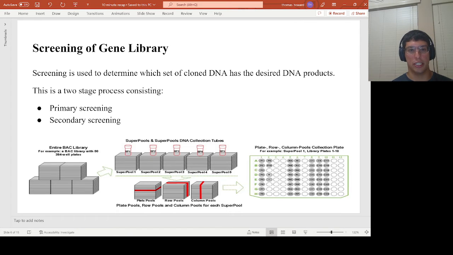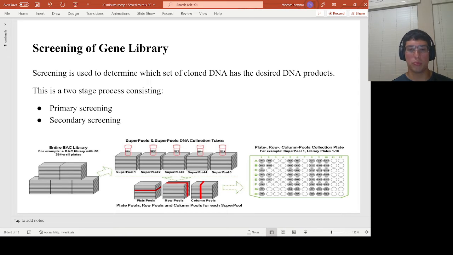So going into the screening of the gene library, essentially now that we have all of these products containing our genes of interest, if we have multiple genes of interest, then we're going to have many clones and many genes to sort through. So we have a primary screening and a secondary screening process. As Dr. Wu had mentioned in the previous lecture, after we get all these clones, we may have 100 or more plates to go through.